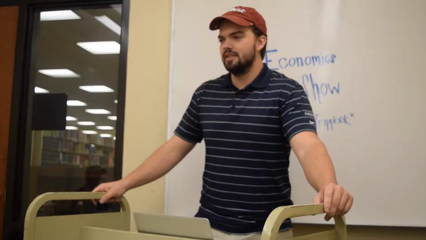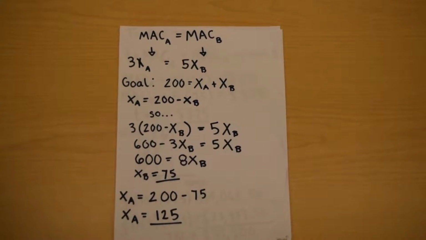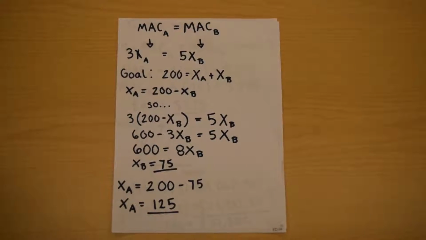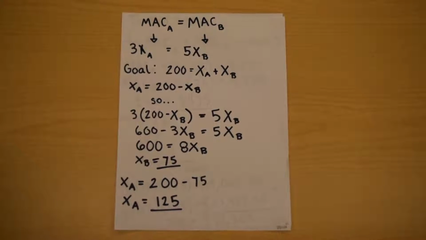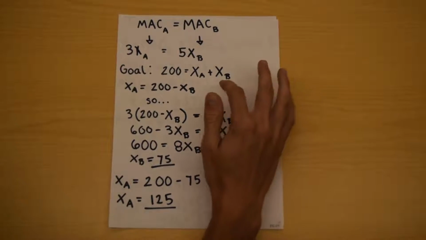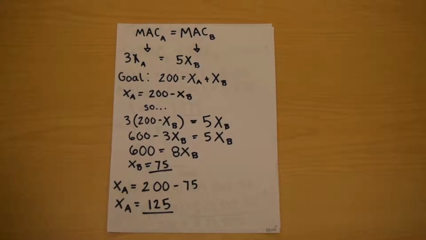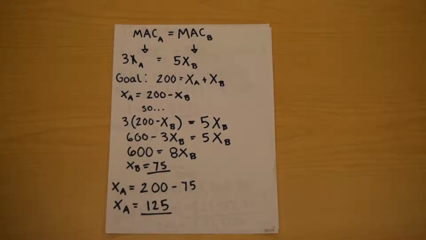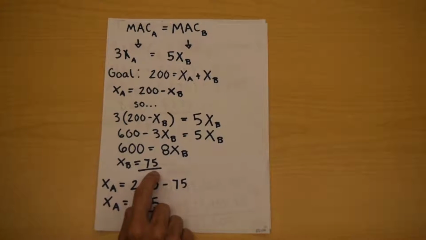Would somebody else like to steal? I'd like to steal. I believe I have the most cost-effective solution. I found an abatement of 125 units for firm A and 75 units for firm B. I did this by finding the cost-effective allocation by setting the marginal abatement curves equal to each other and solving for the optimal level of abatement for each. This gives us a cost-effective allocation of 125 units for A and 75 units for B.